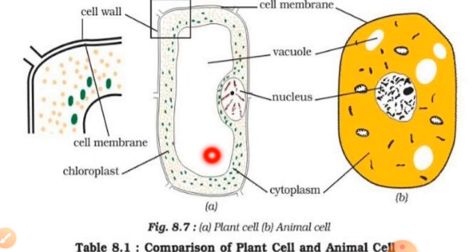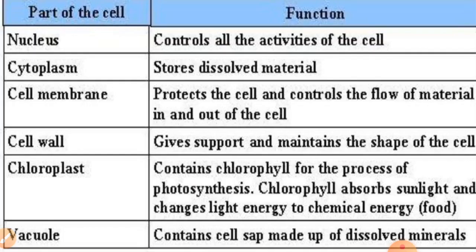This white structure is called the vacuole. In a plant cell it is very large, but in an animal cell it is sometimes very small, and sometimes it is not found in the animal cell. What is its function? It contains cell sap made of dissolved minerals. It also helps to dissolve the minerals in the cell.